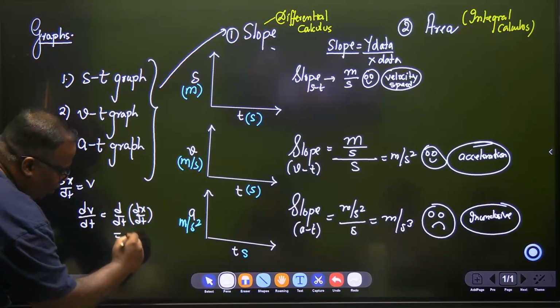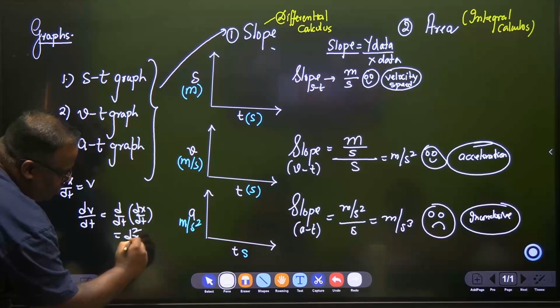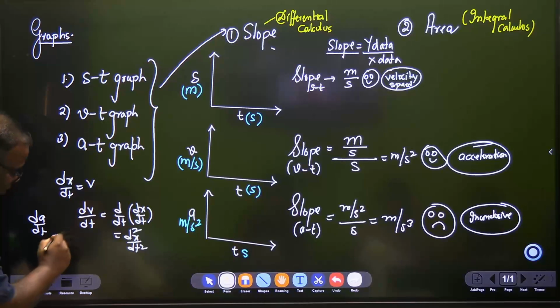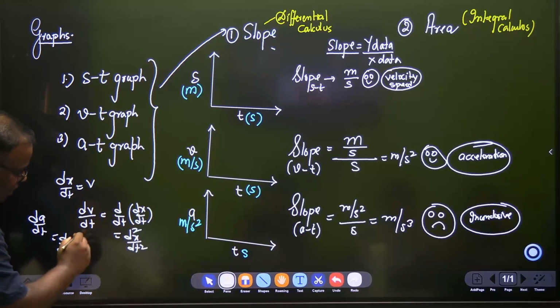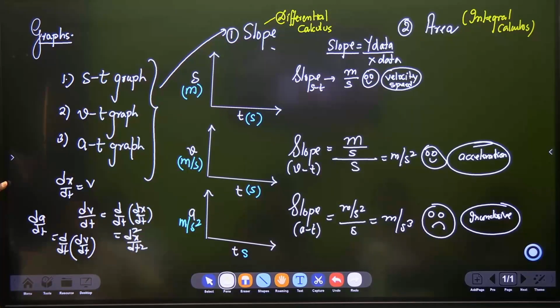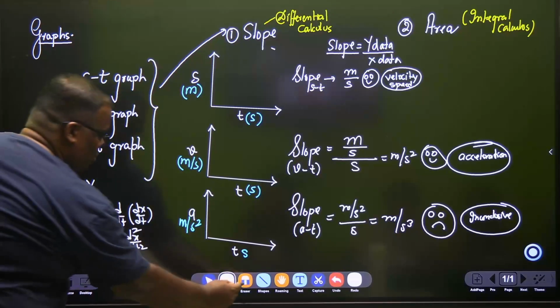This quantity is called d2x by dt2. So when you go to acceleration, if you are differentiating acceleration, it is da by dt. Acceleration itself is the derivative of velocity. So we can call this d by dt of velocity, dv by dt. dv by dt is d2x by dt2. Differentiating once more makes it d3x by dt3. That becomes jerk. All of that we will study later.